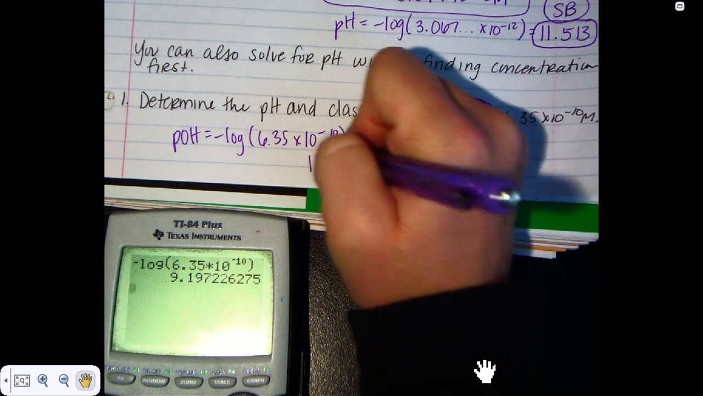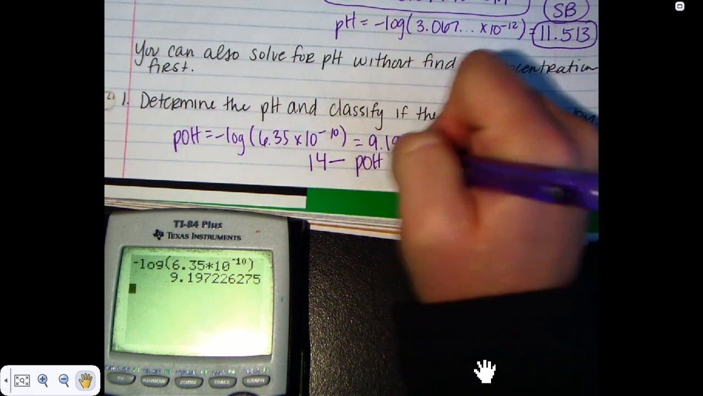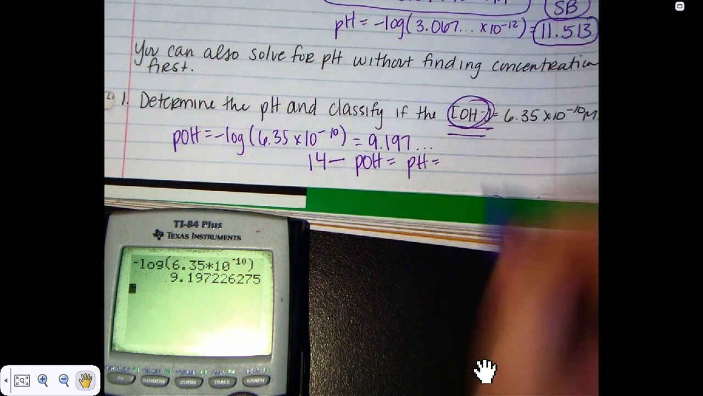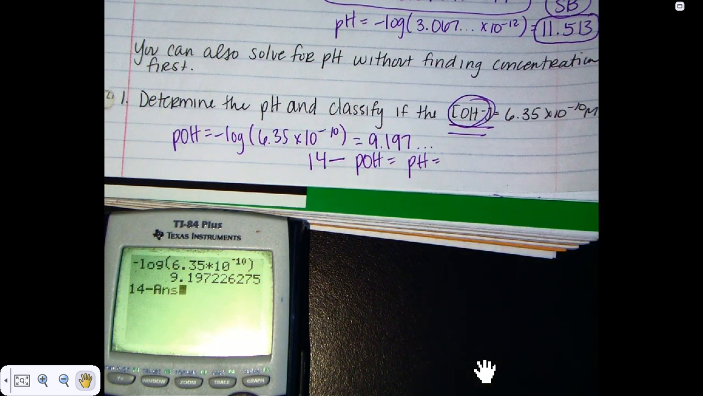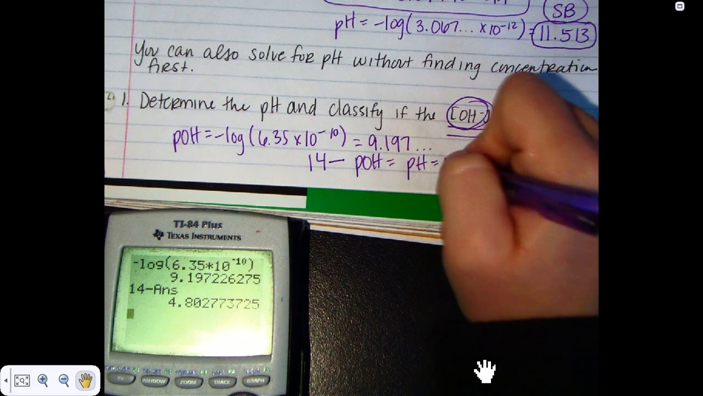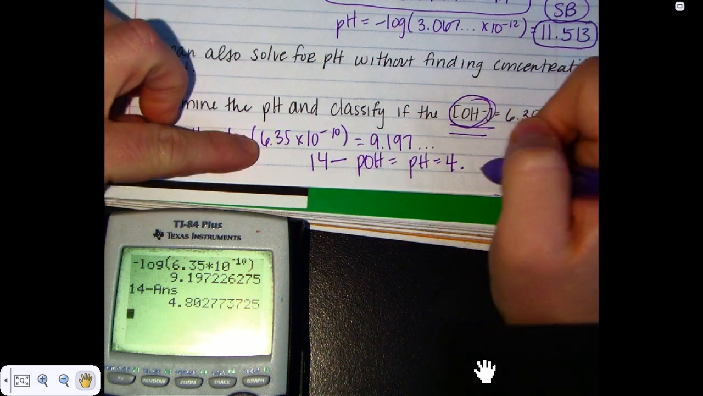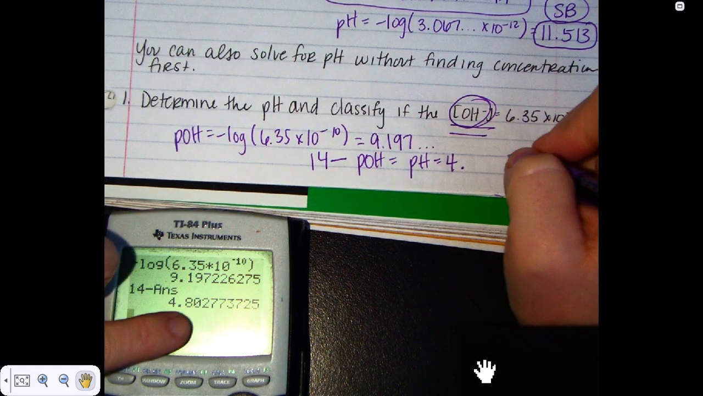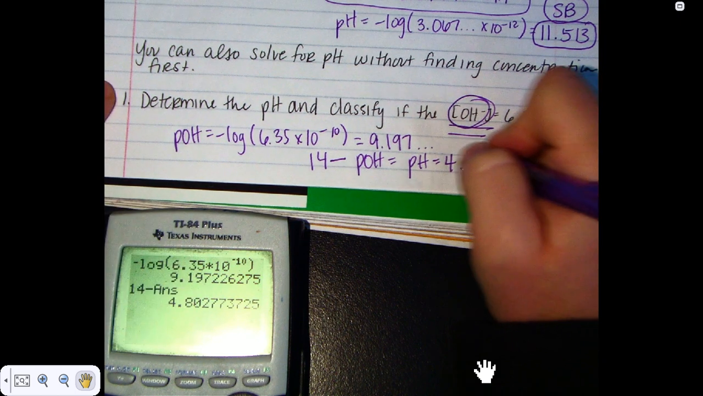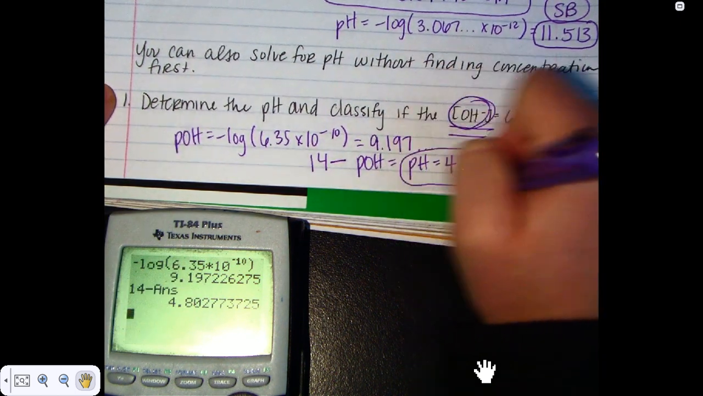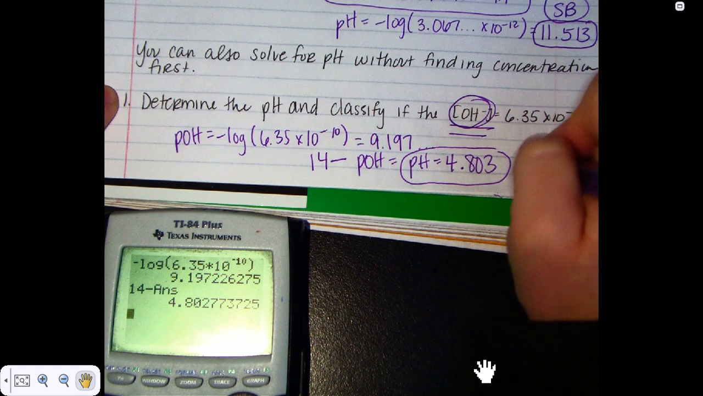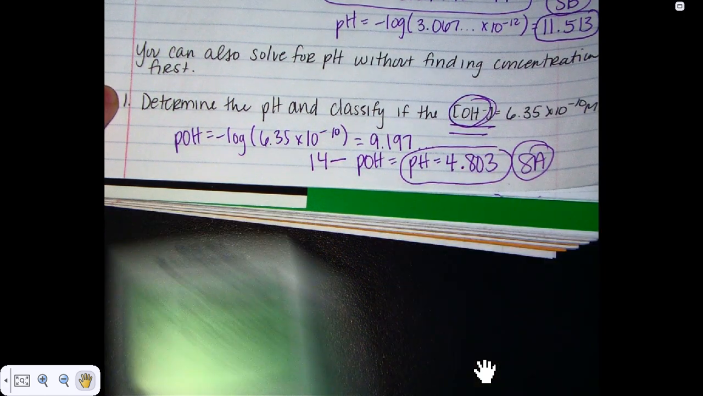Then 14 minus the POH gives me the pH, which in this case is 4 point, I've got 3 sig figs, so 3 decimal places, 803. So that's my pH. Less than 5 makes it a strong acid. All right, and let's do one more.